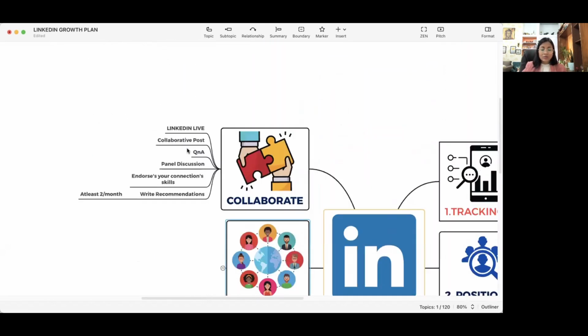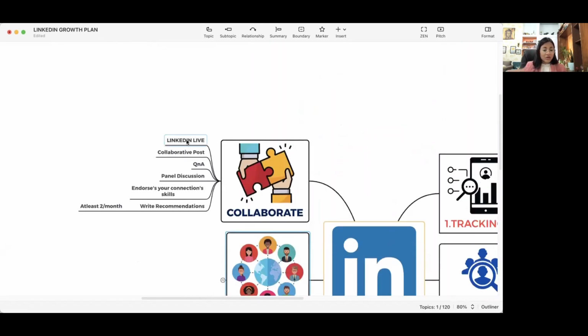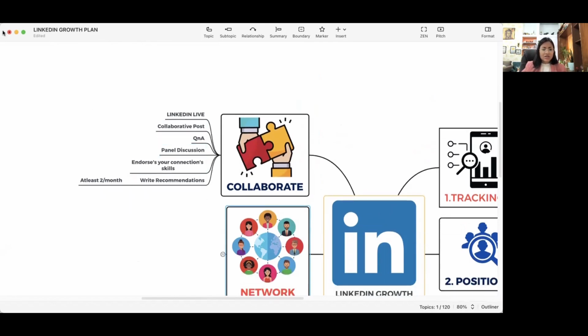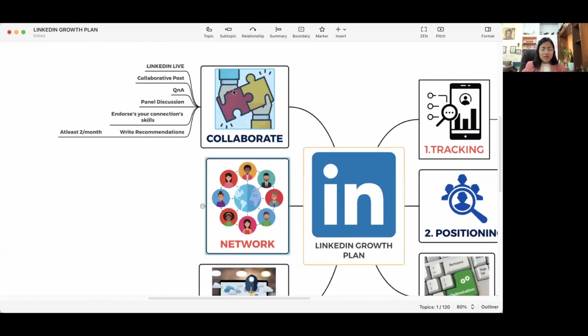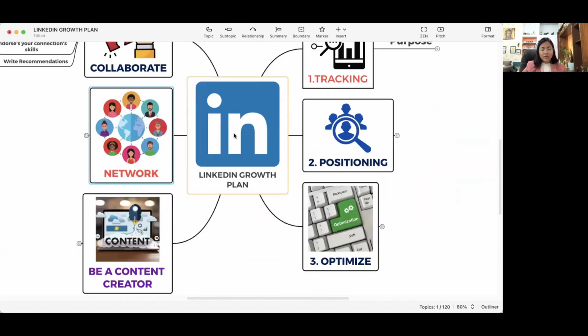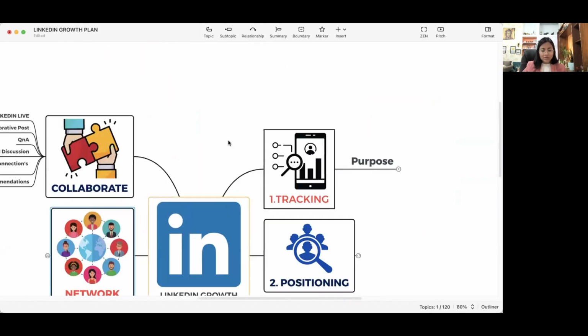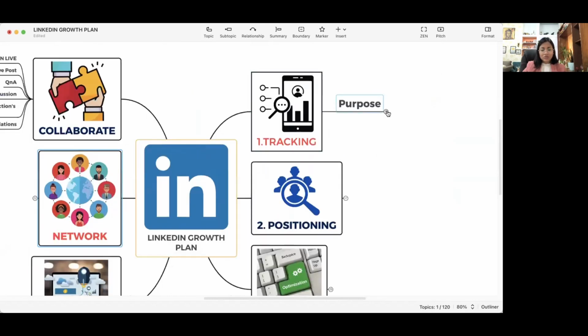Next is collaborating. You can write a collaborative post, do LinkedIn Live, and all of this. Maybe you can endorse your connections' skills, write recommendations. So all of this could lead you to a proper LinkedIn growth plan. And while it all seems like too many things, when you have it on a piece of paper or on a digital tool like this, you know exactly, okay, this is what I'm going to do.